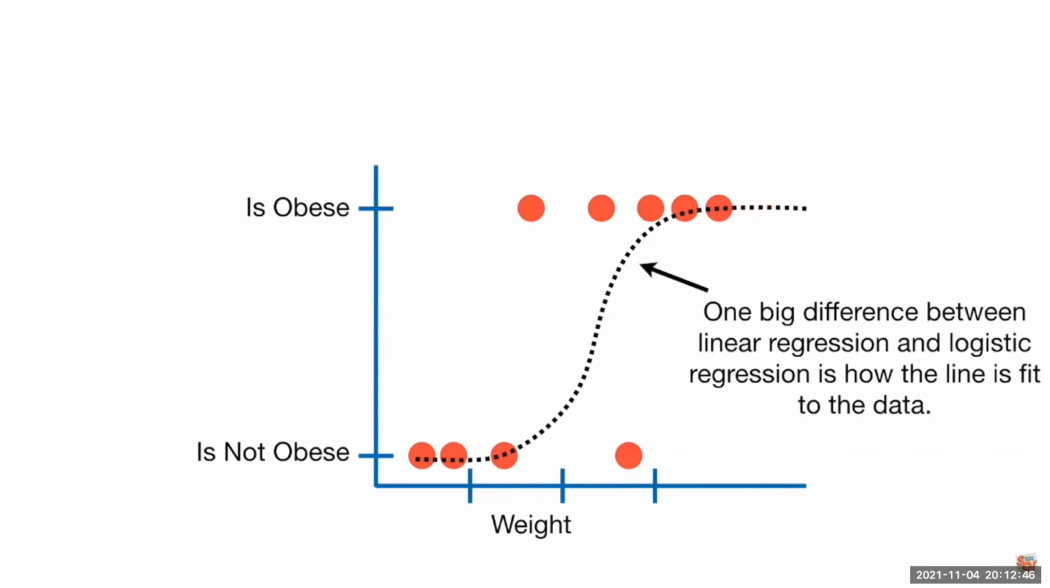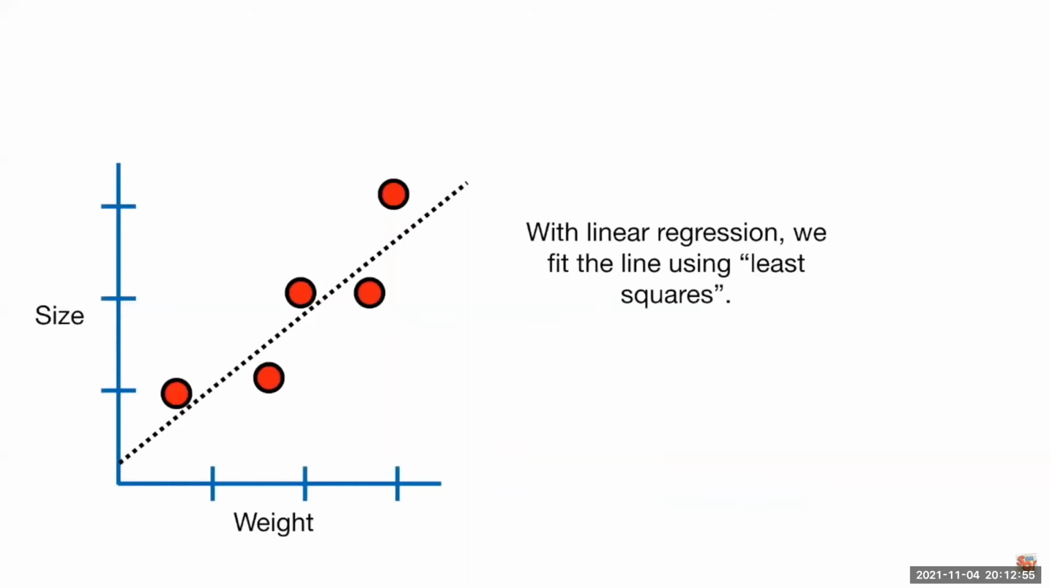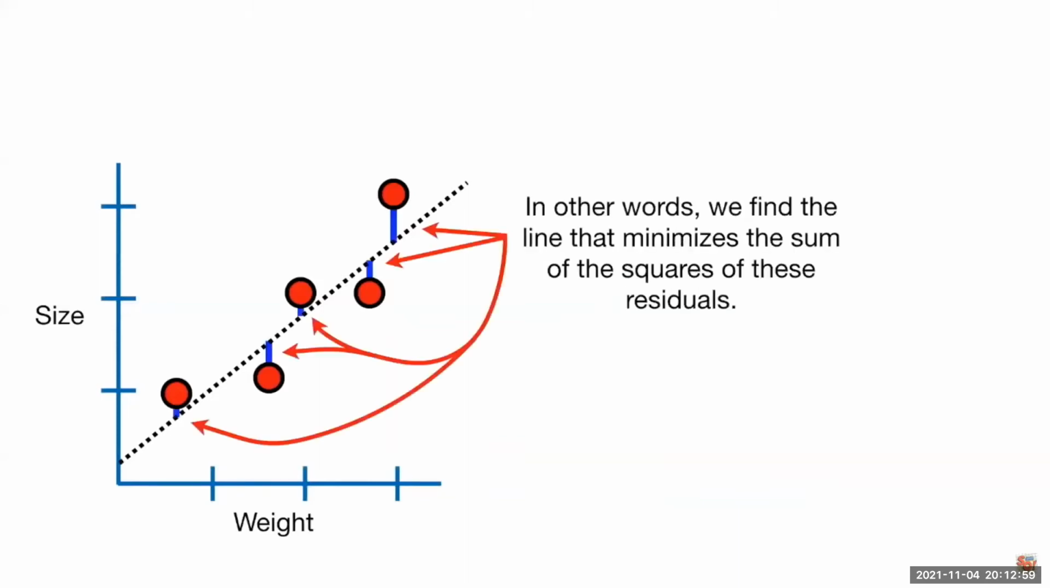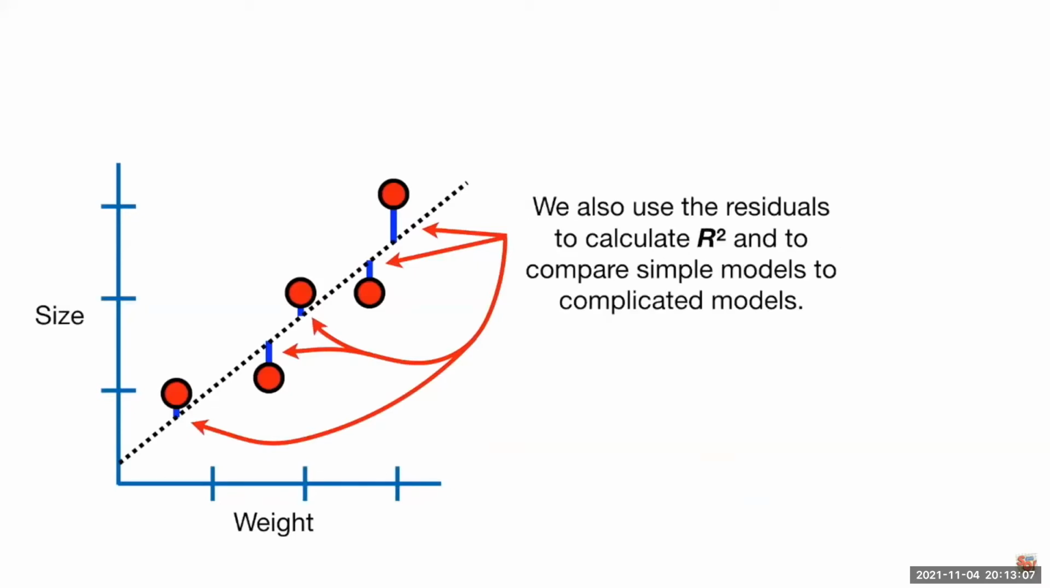One big difference between linear regression and logistic regression is how the line is fit to the data. With linear regression, we fit the line using least squares. In other words, we find the line that minimizes the sum of the squares of these residuals. We also use the residuals to calculate R squared and to compare simple models to complicated models.